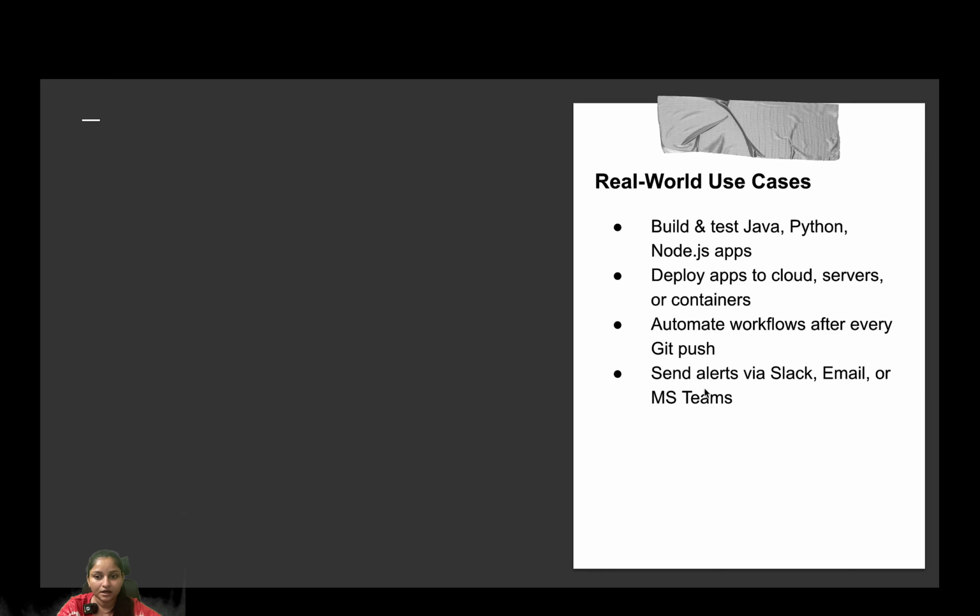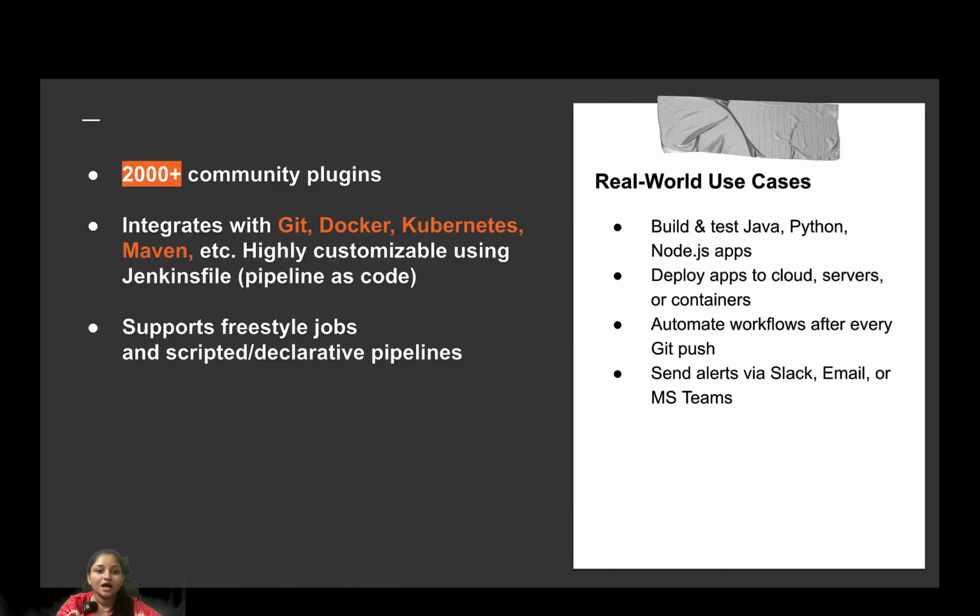If you want to send alerts on Slack, email, or Teams, then you can easily do this via Jenkins. Let's say after every successful deployment, you want to alert on a Slack channel saying this user has triggered the deployment and it is a success or failure. So likewise you can send alerts. There is a concept of plugins in Jenkins, and we will cover it later. There are 2000 plus community plugins it supports, which help you integrate with Git, Docker, Kubernetes, Maven.